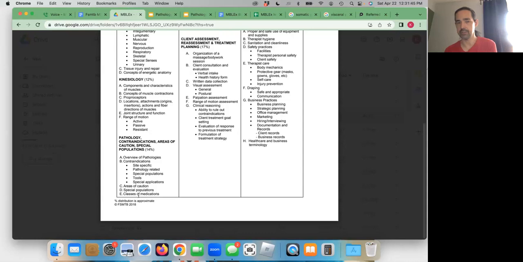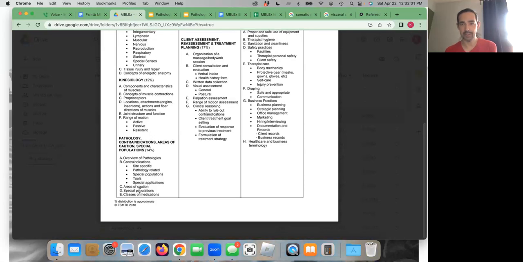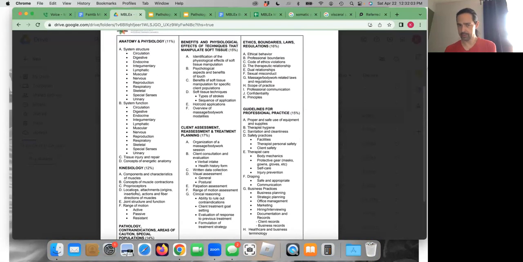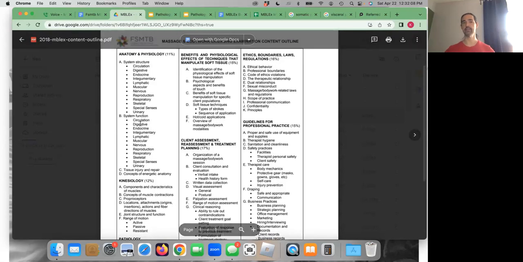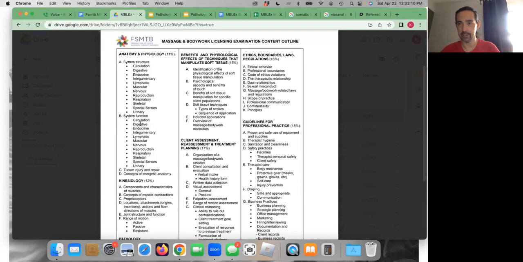So classes of medications we talked about last time, right? Special populations would be people who have diabetes versus high blood pressure versus Parkinson's disease. We talked about that last time. So pathology, as long as you have some lecture and then you drill the questions, I think that's the best way to prepare. Compared to kinesiology and anatomy and physiology, you need to have lecture for that, and you need to be working to actively understand and memorize all the information from those sections.